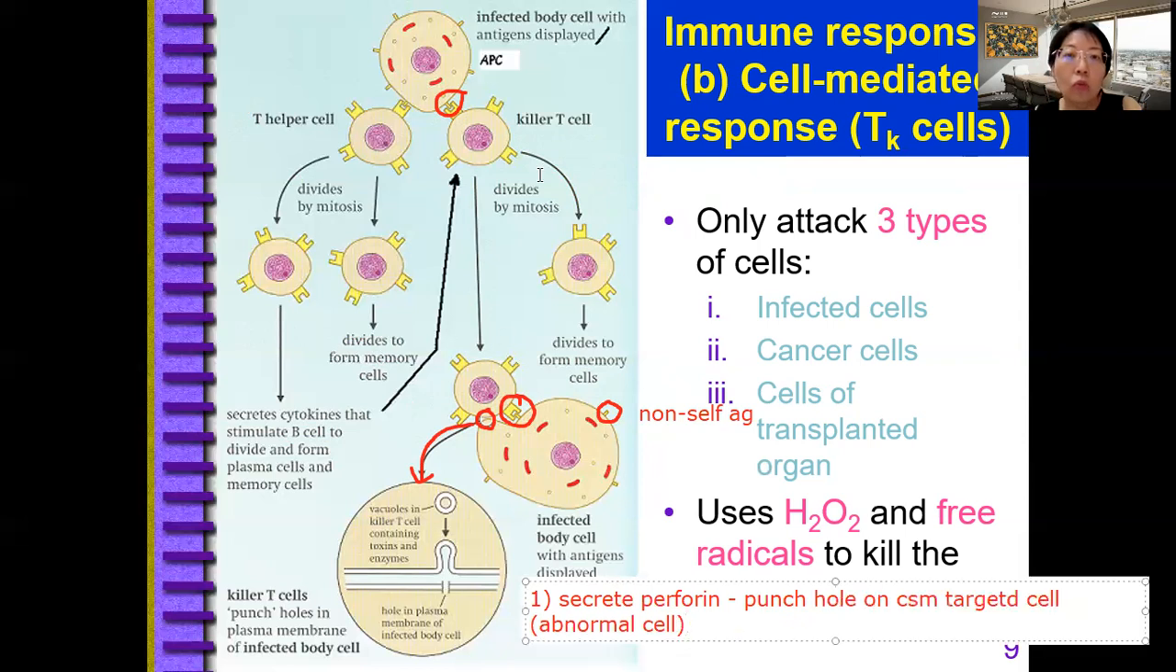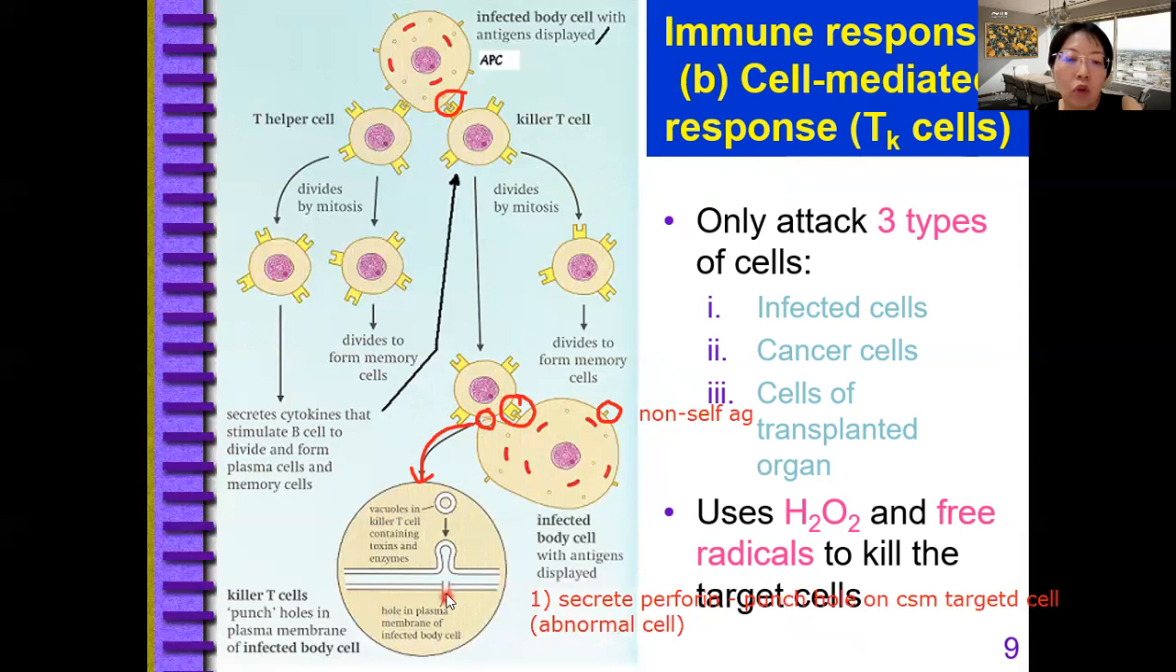So you see here, they got 2 lines. Can you see these 2 lines forming a tube across the cell surface membrane? These 2 lines are the protein from the perforin molecule, secreted by our TK cell. After it secretes and punches a hole, then it will secrete a second chemical. The second chemical is number 2 here, which is made up of H2O2 and free radicals.